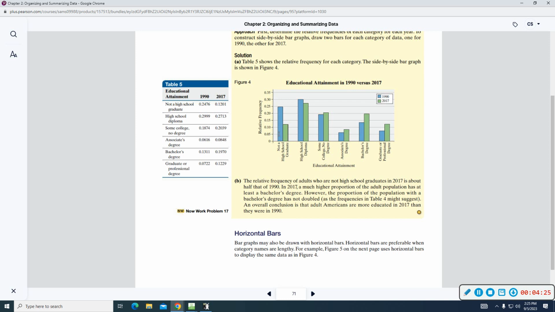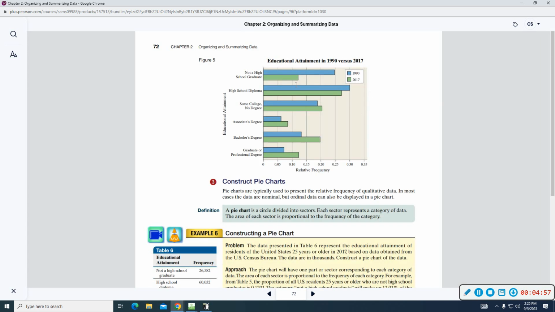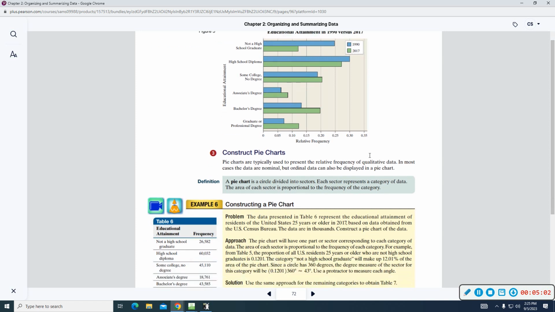1990 and 2017. So the blue represents how many people did not graduate high school in 1990, and this one represents how many people did not graduate high school in 2017. And then you got the high school diploma. This is how many people did not get a high school diploma or got a high school diploma in 1990, and the green bar is for 2017. So you can kind of see some trends over the decades. Then this horizontal bar graph is the same as a side by side. It's just going the opposite direction.